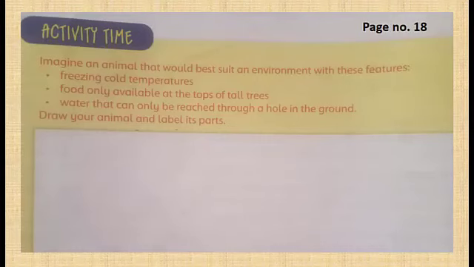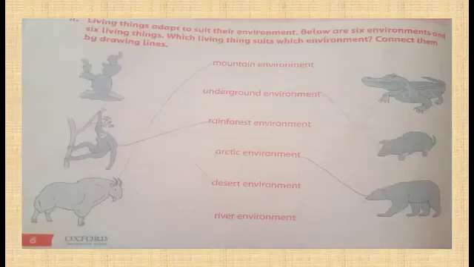Activity time. Students, this activity belongs to page number 18 of your science textbook. You have to imagine in this activity an animal that would best suit a freezing cold environment, an environment where food could only be found at the top of tall trees, and one where water could only be reached from a hole in the ground. Now match these animals to their suited environment. This question is taken from page number 6 of your science workbook.